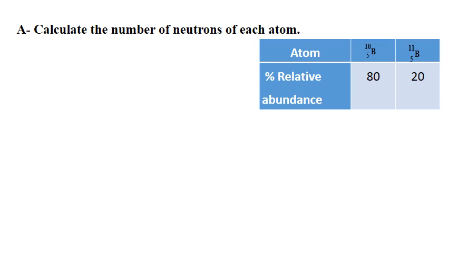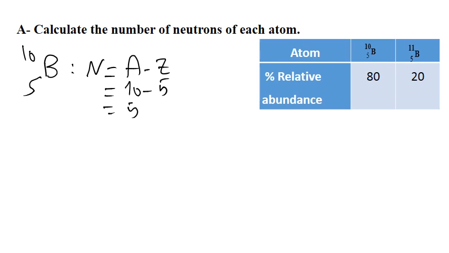Okay, Selena, part A in question 2, calculate the number of neutrons of each atom. So the first one is B, 10, 5. Okay, so it's, yes, equals 5. The other one, yes. Good.